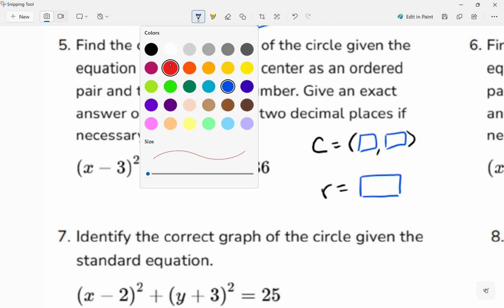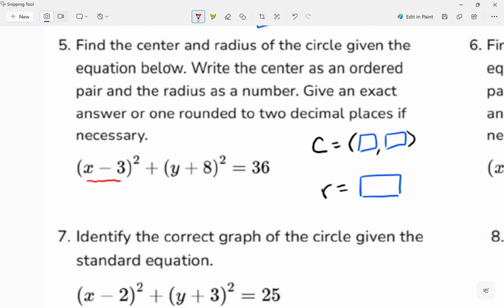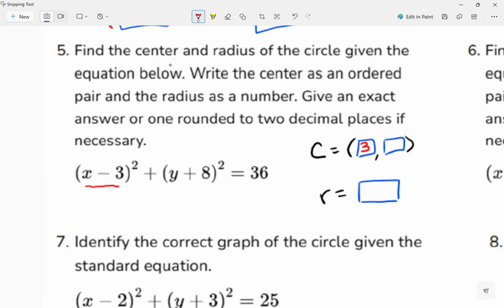Okay, so let's take a look. My x value, I'm looking at my x parentheses, my x coordinate, because it says x minus 3, right? The x value of my center is +3. Remember, I go opposite sign. For my y value, because here it says y plus 8, the y coordinate of the center of my circle is -8. Remember, I go opposite sign.